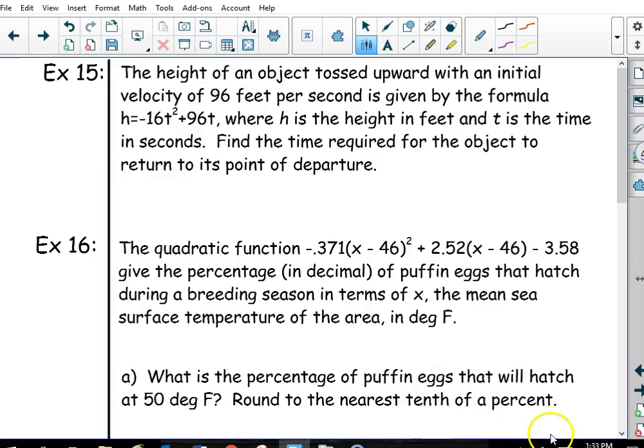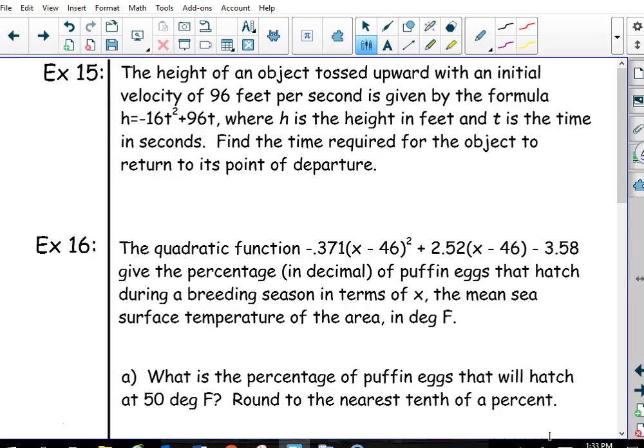Okay, we get into a few application problems, and I noticed that I definitely needed a graphing calculator for these. So number 15 is just a height equation. The equation they give us for height is pretty standard. It's just -16, that's the pull of gravity, times t squared, plus 96t. The number in front of t is always your initial velocity.